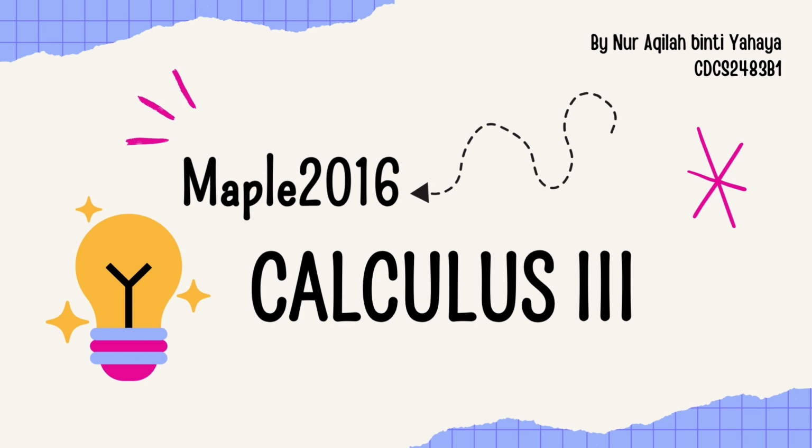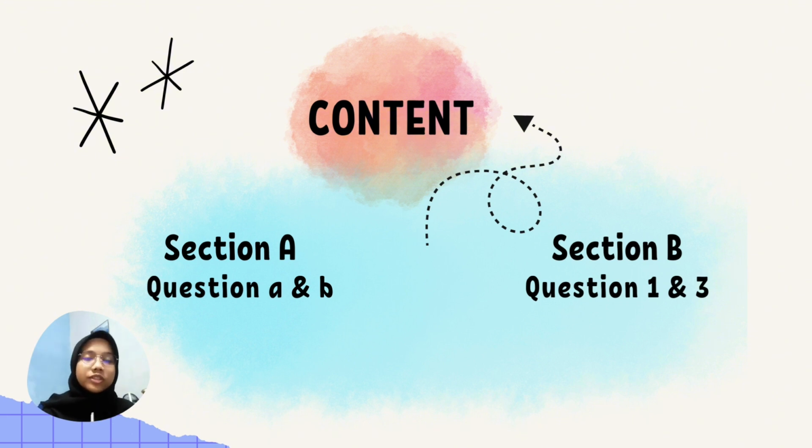So now we will discuss the individual lab assignment for Calculus 3. I'll be using Maple 2016 to complete this task. There are two sections, section A and section B. For section A, I chose questions A and B, and for section B, I chose questions 1 and 3.